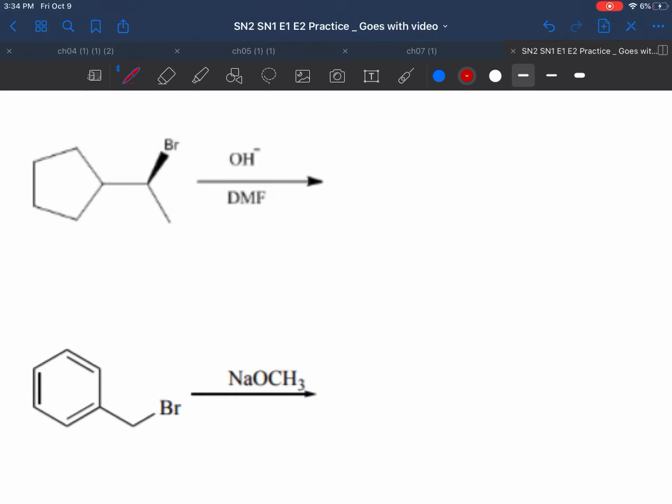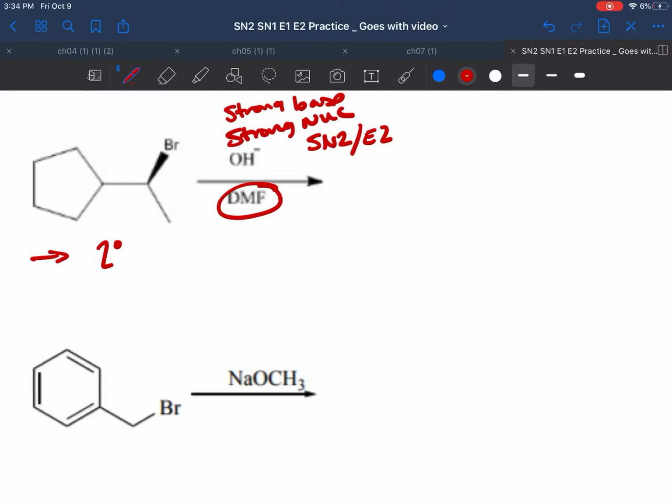For the next reaction, we have a secondary alkyl halide. We have a strong base, strong nucleophile. Strong bases and strong nucleophiles can have an SN2 or E2 reaction. Secondary alkyl halides could participate in both, so our solvent is going to help us out here. An SN2 reaction is sped up by using an aprotic solvent. So aprotic solvents will tend to favor SN2, DMF being one of those aprotic solvents.